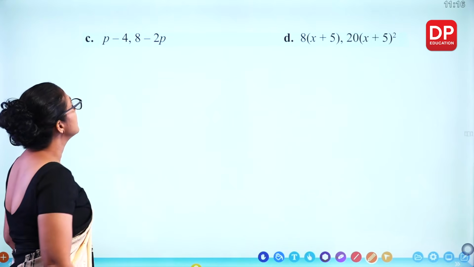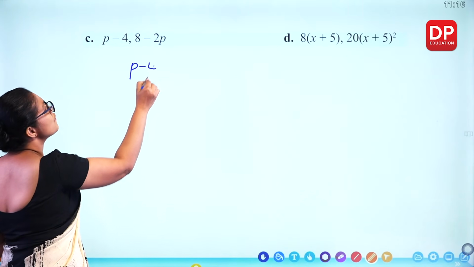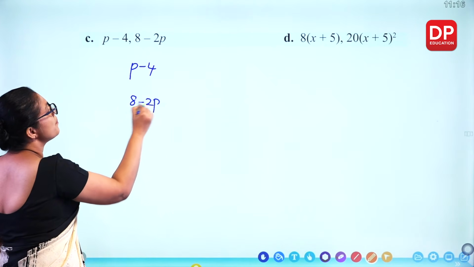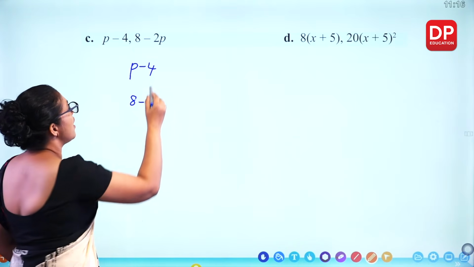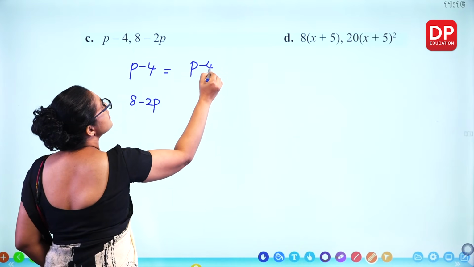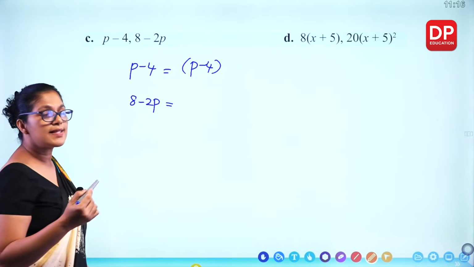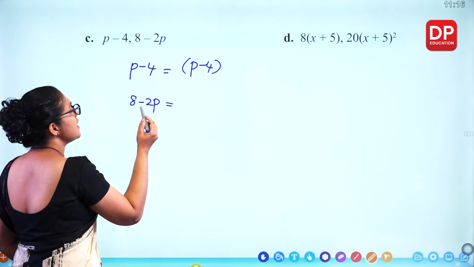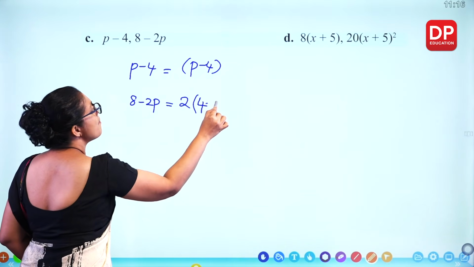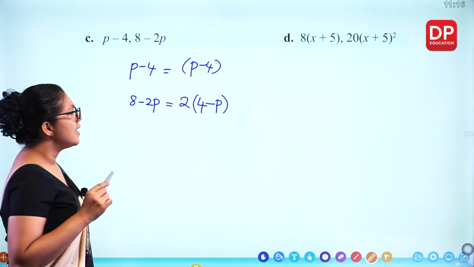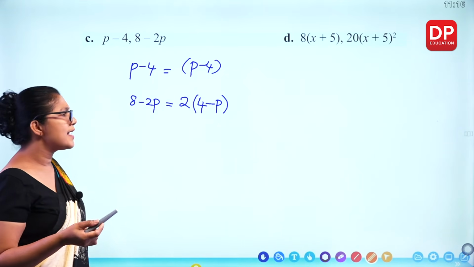Now we'll look at the next part. What are the two expressions? P minus 4 and 8 minus 2p. Can you factorize p minus 4? You can't. So that's the factor there. 1 is common. So when you take this one, I can see 2 is common for both 8 and 2. So when you take 2 out, what's remaining? 4 minus p. Now, can you remember? This is p minus 4. The other one is 4 minus p.